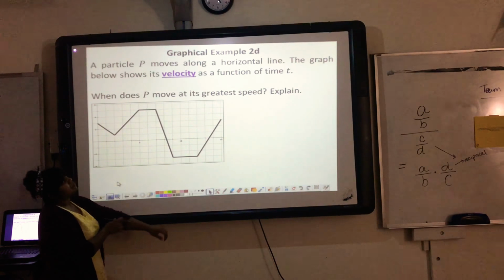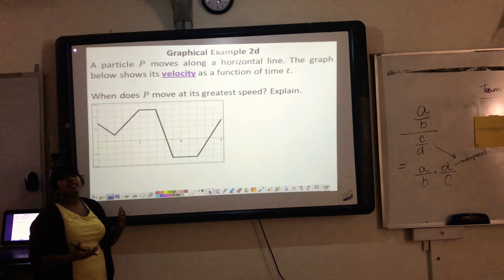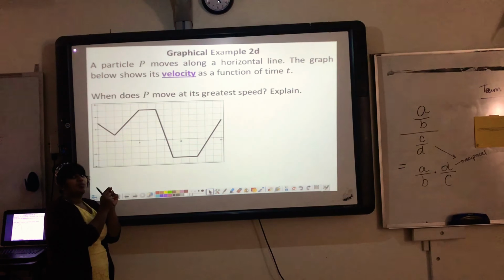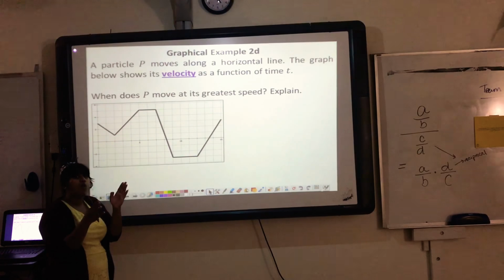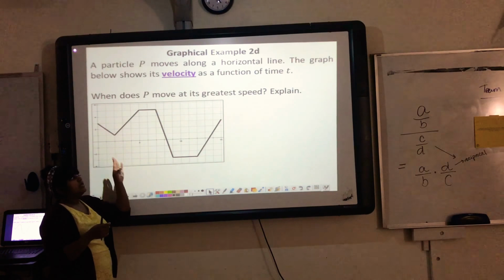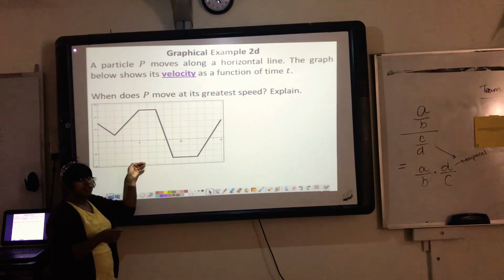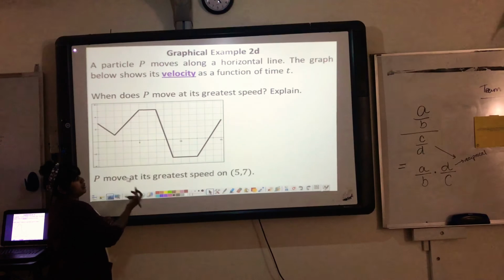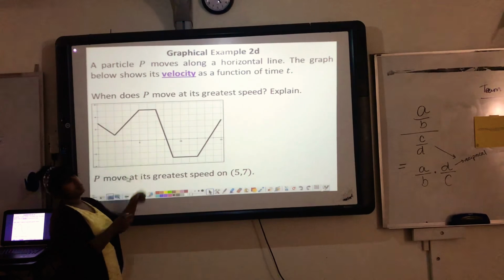And then when does P move at its greatest speed? Well, this one's different. Previously, we were looking at the graph of position. So its biggest slope was going to be its greatest speed. Here, we are actually looking at velocity. So its highest point is its greatest speed. So right there, 5 to 7, highest point.